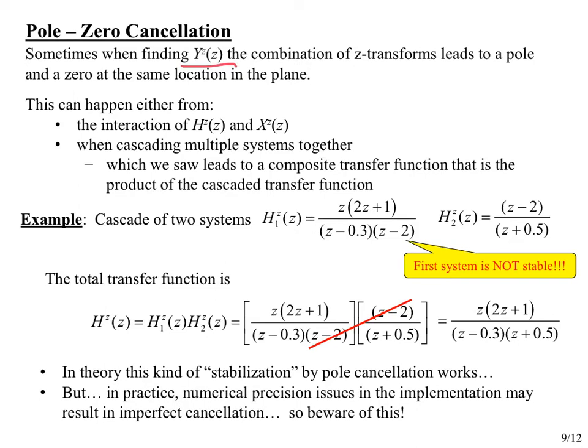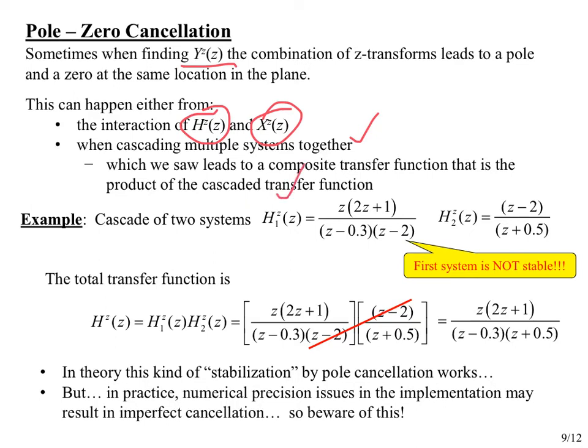And there's actually two ways that we could get this pole zero cancellation. There could be something in H that cancels something in X, so a factor in the numerator of H that cancels a factor in the denominator of X, or vice versa. But it could also happen when we start cascading a few systems together, and a pole of one is where a zero of another is, in which case, technically, theoretically, those poles and zeros would cancel each other out. So let's take a look at a cascade of two systems.